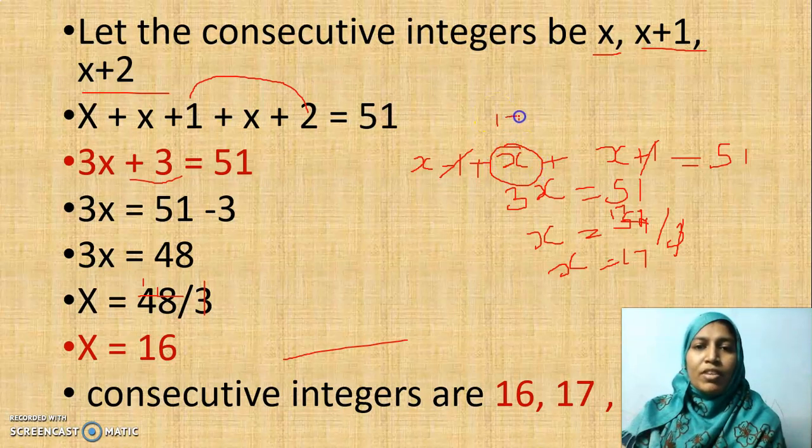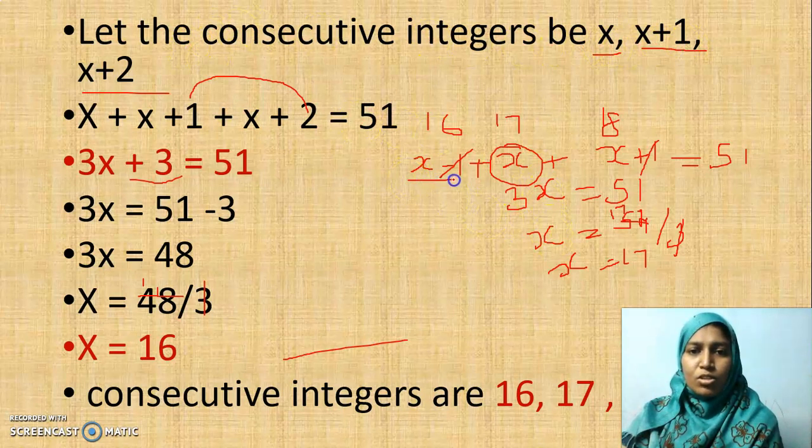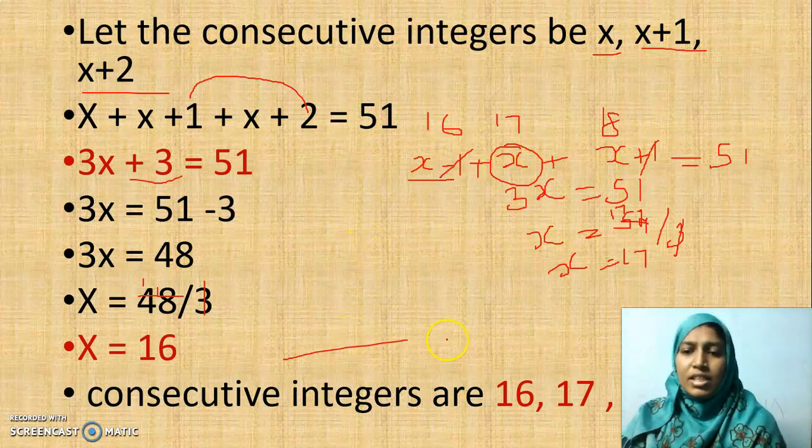So what will be the previous number? 16. What will be the next number? 18. I get the same answer when I tried with this method. Here we started with x plus 1, x plus 2, whereas here we started with x minus 1, x and x plus 1. In both the methods, you will get the same answer.